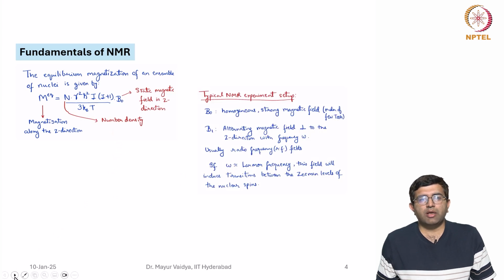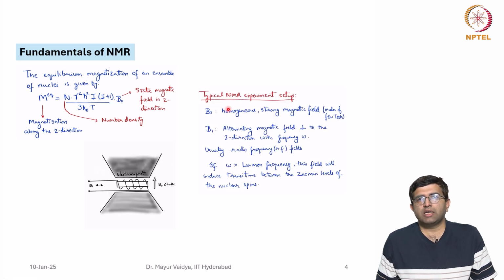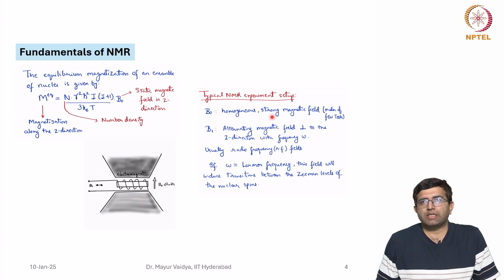Now, in a typical NMR setup, you have a B naught, which is a static magnetic field which is homogeneous and strong, of the order of a few Tesla. Then you have an alternating magnetic field perpendicular to the z direction. So this is B naught and this is the direction of your B1, which is an alternating magnetic field usually produced with the help of electromagnets.